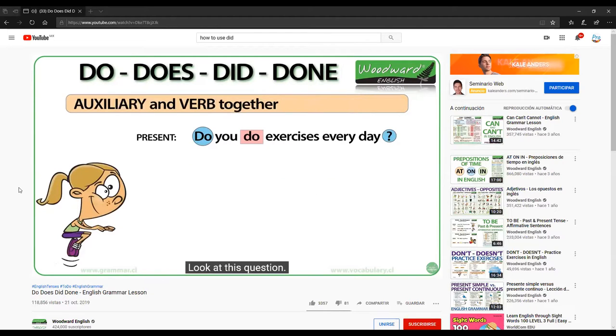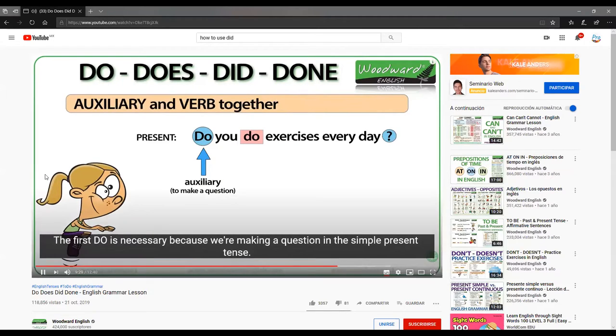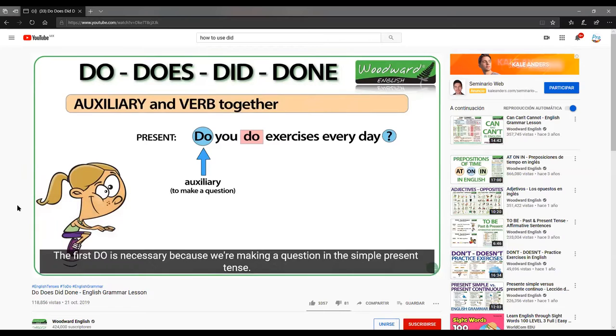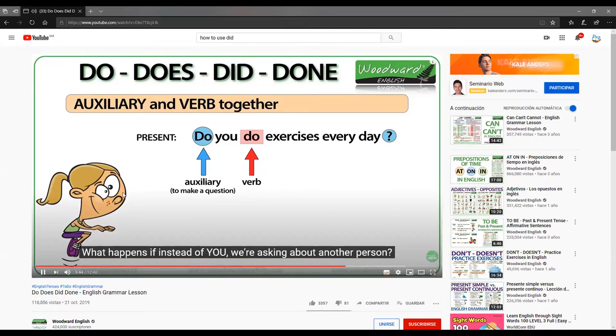Look at this question. Do you do exercises every day? Why are there two do's in this question? The first do is necessary because we're making a question in the simple present tense. The second do is from the verb to do. You do exercises. What happens if instead of you, we're asking about another person?